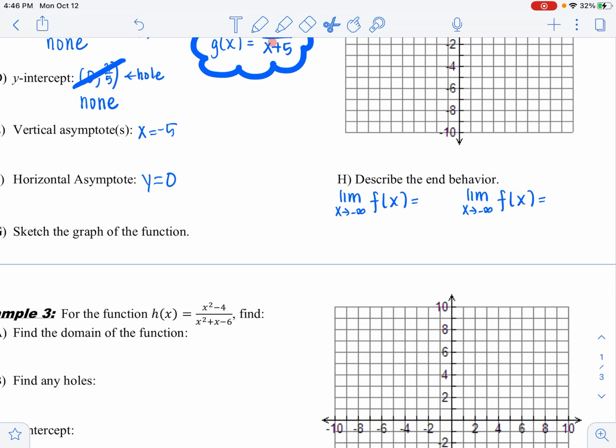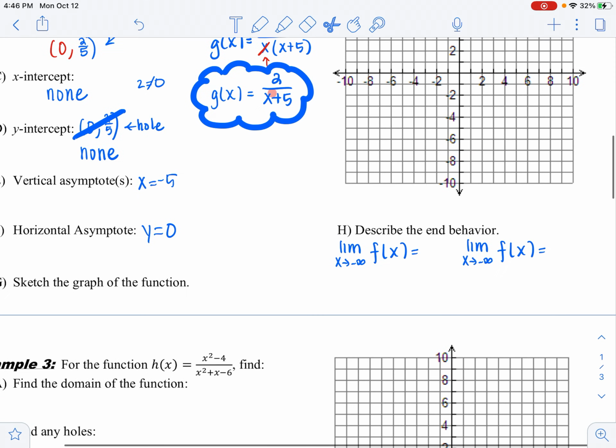The limit as x approaches negative infinity of, is this one called f of x? It's called g of x. Not a big deal. I can change that to g. Get rid of that negative right there. Here we go. And remember it has to approach my horizontal asymptote. So I'm going to say 0 and 0 here.